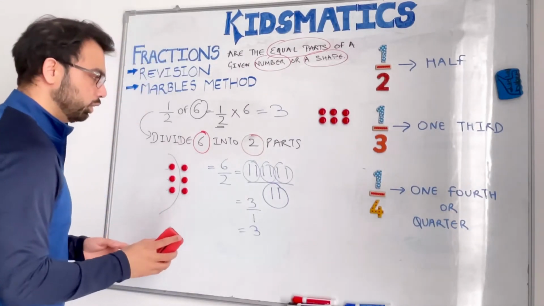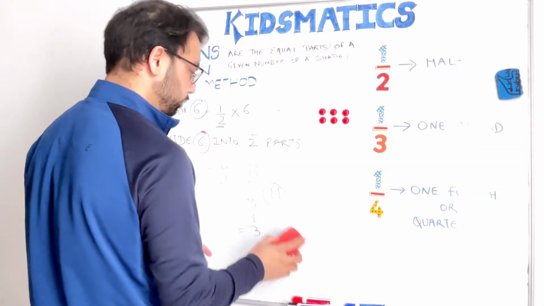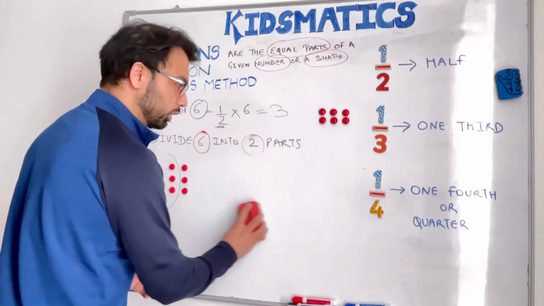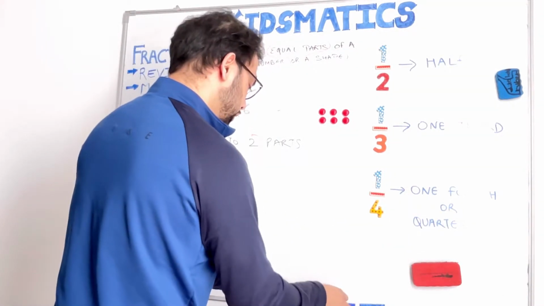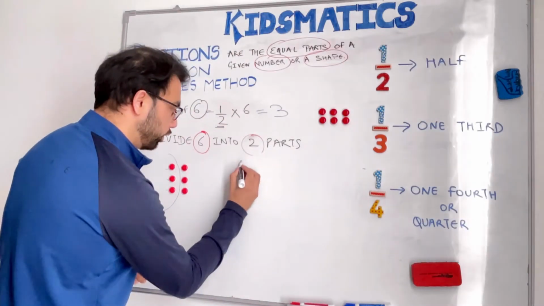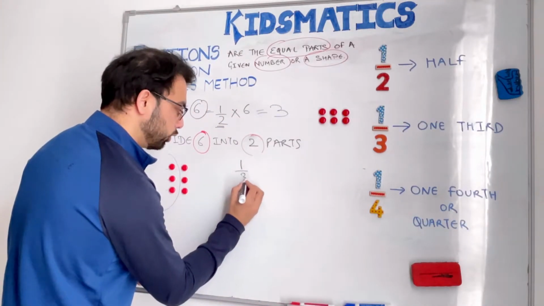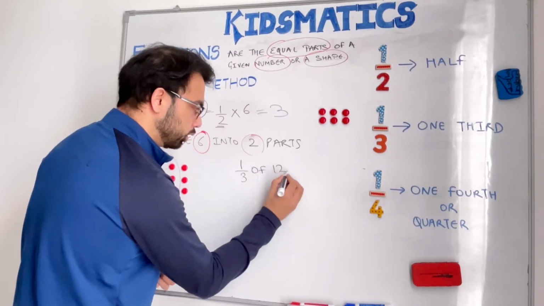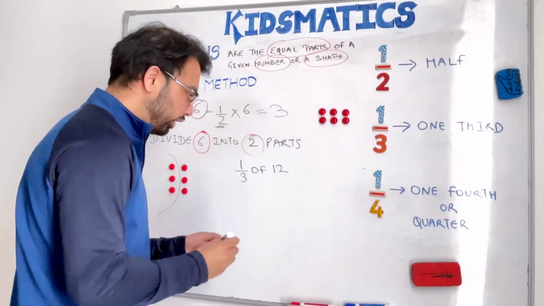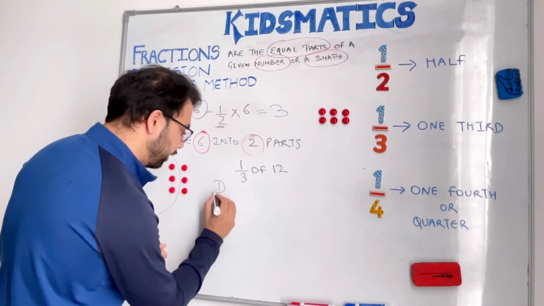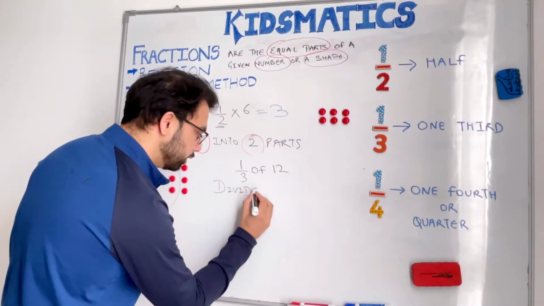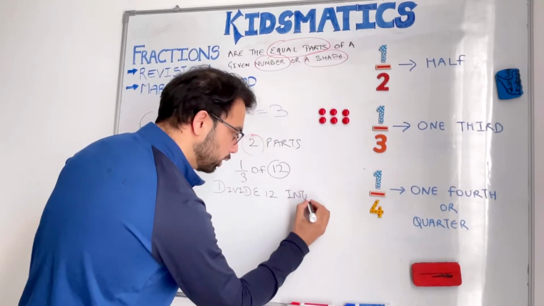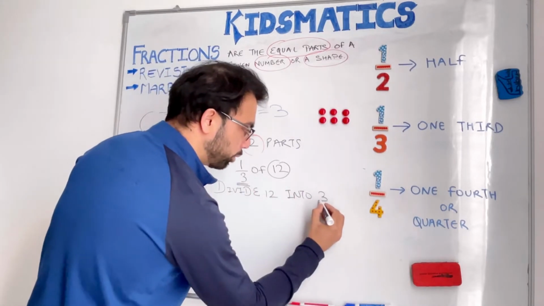Okay, so let me try to come up with another example. Say I want to find out 1 by 3 of 12, right? What does that mean? We have to divide what? 12 into how many parts? 3 parts, right?